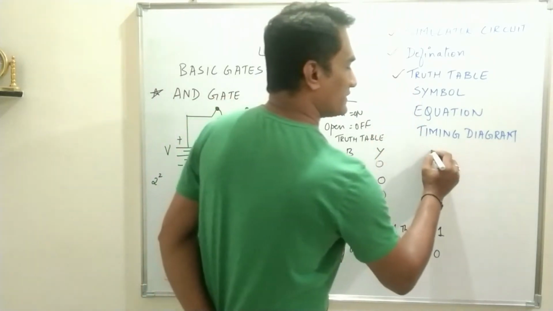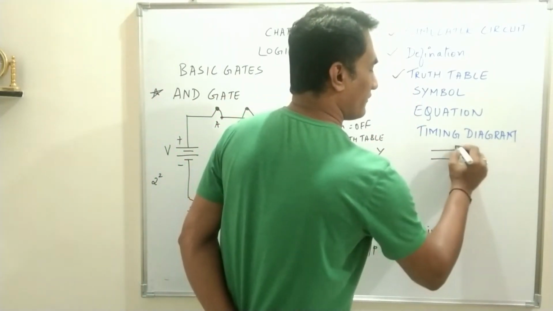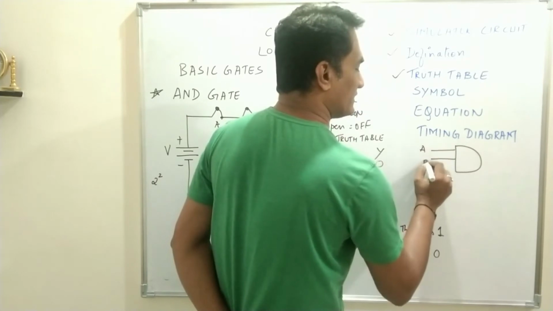Symbol, the symbolic representation of AND gate is like this. Just make a D.